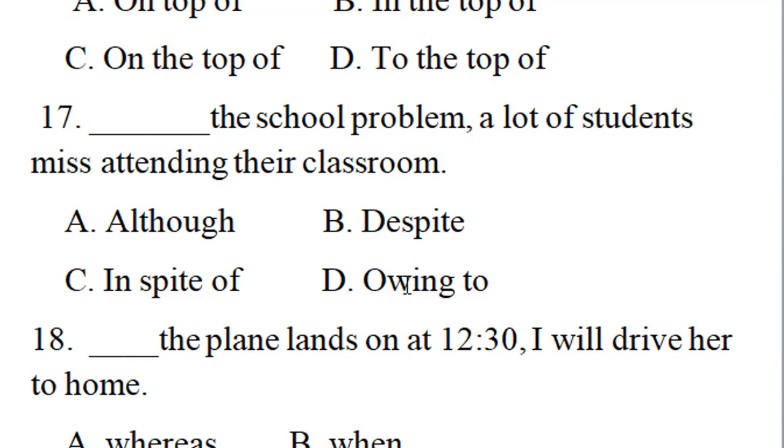Owing to means due to, on account of. These are phrases of reason. So this is a phrase of reason. Owing to the school problem, a lot of students miss attending the classroom. So the answer is owing to, due to the school problem, on account of the school problem, because of the school problem, a lot of students miss attending their classroom. Yes, right. These are the right phrases to come for the question. But if you insert despite, in spite of is possible. If you insert in spite of, despite is also possible. So it should be tactful, all right?